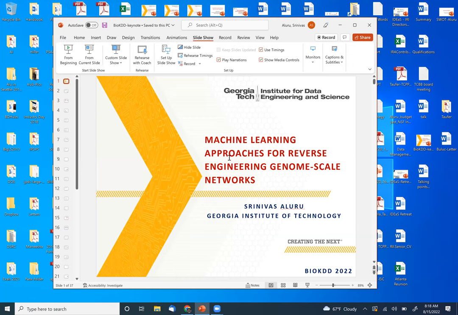Aluru conducts research in data science, high performance computing, and bioinformatics and systems biology. He is a recipient of the NSF CAREER Award, IBM Faculty Award, Swarnajayanti Fellowship from the Government of India, the John V. Atanasoff Discovery Award from Iowa State University, and the Outstanding Research Program Development Award at Georgia Tech. He is a fellow of the AAAS, ACM, IEEE, and SIAM, and a recipient of the IEEE Computer Society Golden Core and Meritorious Service Awards.